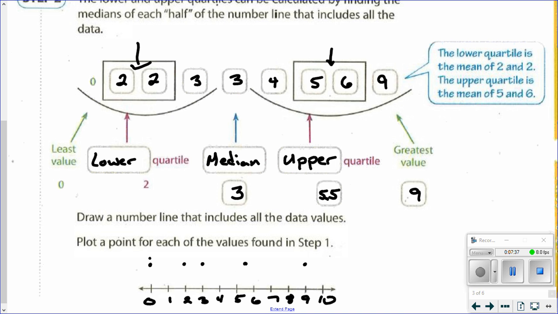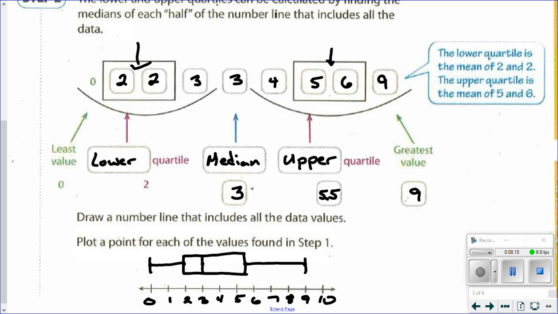And so box plots, we used to call these box and whisker plots because it's got these whiskers on the ends of it. So these are the whiskers. And then in the middle, you have a box, hence the name box plot. And then you just put a line through the median. All right, so we've got our least value here, 0, greatest value, 9. Our median is 3, lower quartile is 2, and the upper quartile is 5.5.